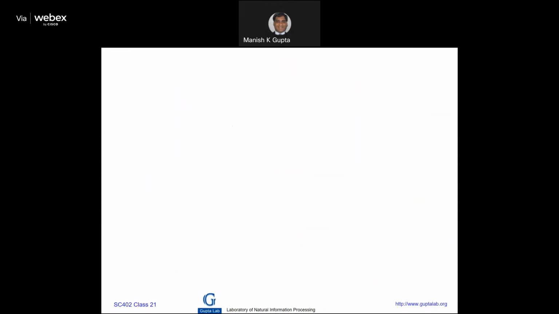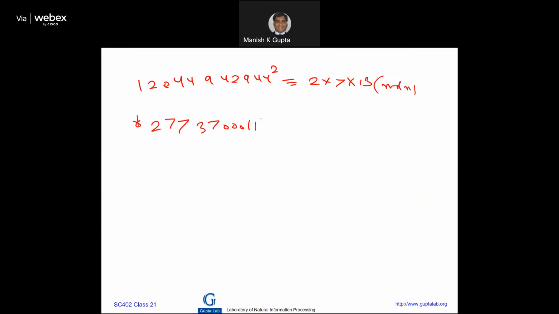The other one is 12044942944 squared congruent to 2 into 7 into 13 mod n. These are bigger calculations. Obviously, you will be lost after some time. And 27737000011 squared is congruent to 2 into 3 into 13 mod n.